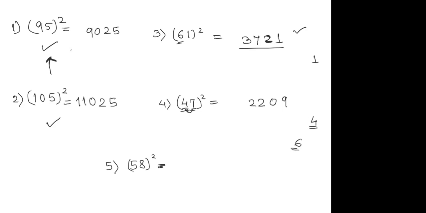And then 58 square. I'll give answer myself. Okay, 8 8s are 64. Carry 6. 5 8s are 40 into 2, 80 plus 6, 86. 8 carry. 5 5s are 25 plus 8 is 33. 3364. Did you all get the same answers? Yes. Any differences? Yes, ma'am. Okay. Let's check square roots now.